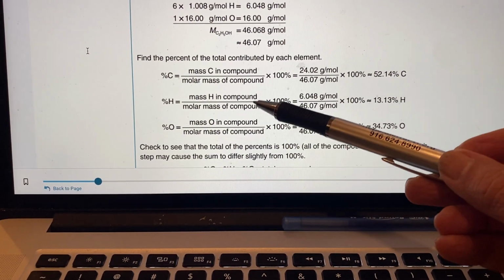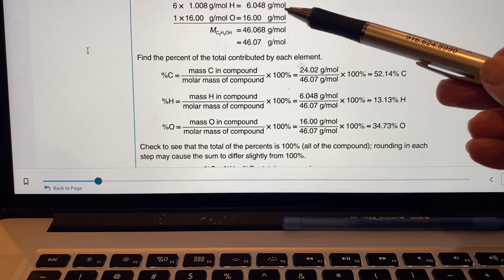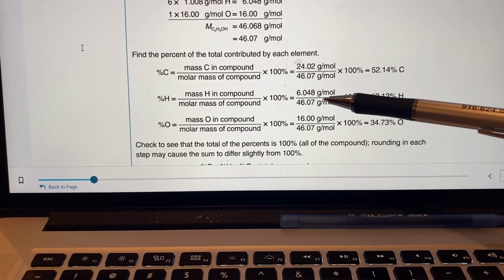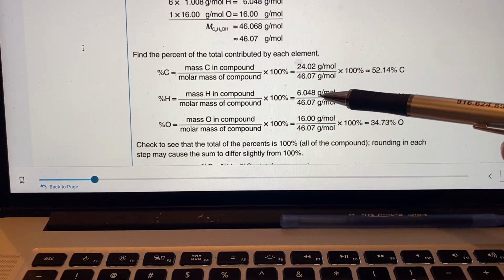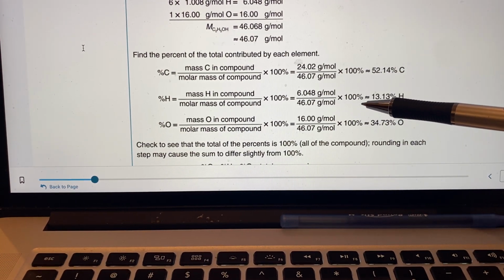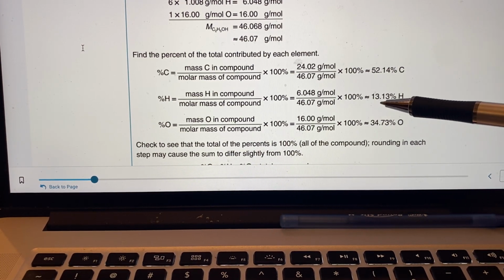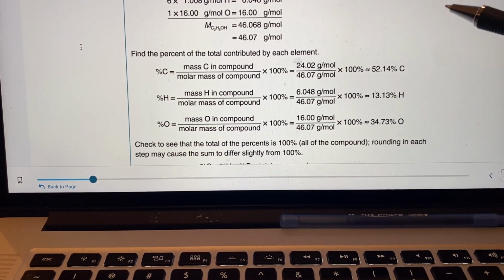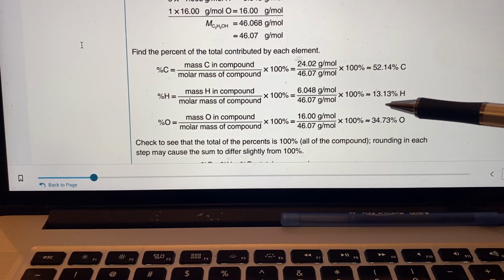We do the same thing for hydrogen. So hydrogen, of course, we have this number up here. This is how much we have of hydrogen, which is 6.048. And then we divide that by the total, which is 46.07, times the 100%, which equals 13.13%. When you turn it to a decimal, then you'll turn the decimal into percent.